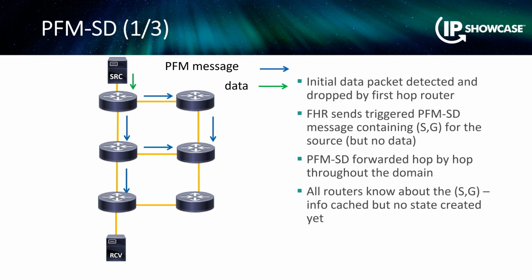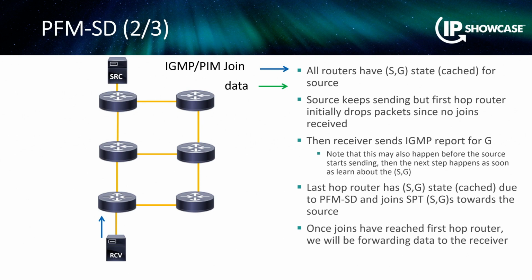So once the PFM messages are sent out, maybe I'll do my join, and then there we go. So all routers now have my S,G state cached for the source. The source will keep sending, but the first hop router initially drops packets if no one's joining the stream. So if I don't have an IGMP join or a PIM join coming into that first hop router, it's just going to drop the packets so it doesn't flood out anywhere it doesn't need to go in the network. Once the receiver sends an IGMP report for the G or the S,G, we will then start to send out that payload data.